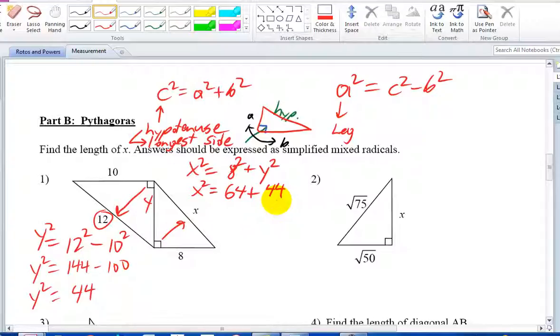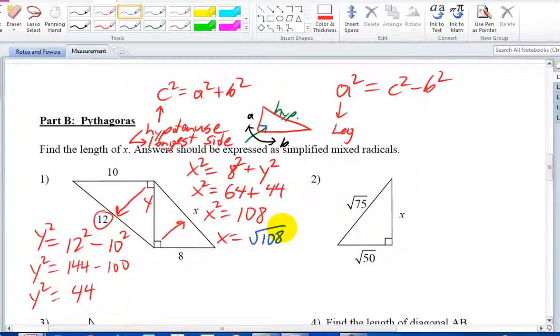Mr. Barker, that's so cool. It's easier than last year. Yes, I know. So what's 64 plus 44? 108. So what does x equal then? Don't touch your calculators. You're right. It equals the square root of 108. Welcome to grade 10. We don't give decimals for these answers.